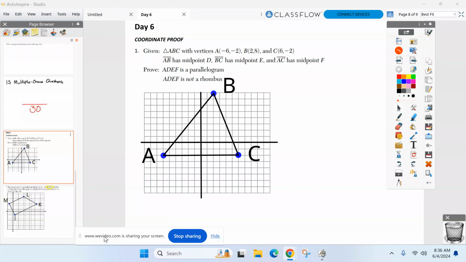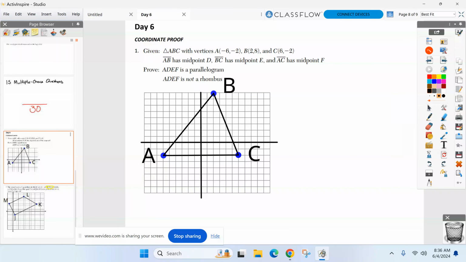All right, before we get into the proof statement, look right below the given. D is the midpoint of AB, E is the midpoint of BC, and F is the midpoint of AC. Before we start anything, we need to find those midpoints. So I guess I'm going to need to know the midpoint formula. Everybody got the formulas to know sheet, right? Look at number 2. We can fill this in right now.